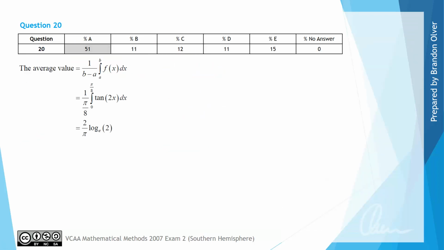From the examiner's report, we can see that 51% of students got this question correct, so it wasn't overly well done in the 2007 exam. And the next most common selected result was option E, and that is the value you'd find if you had calculated the average rate of change rather than the average value of the function, which is what was asked for. So the 15% of students there got confused between average value and average rate of change for a function.